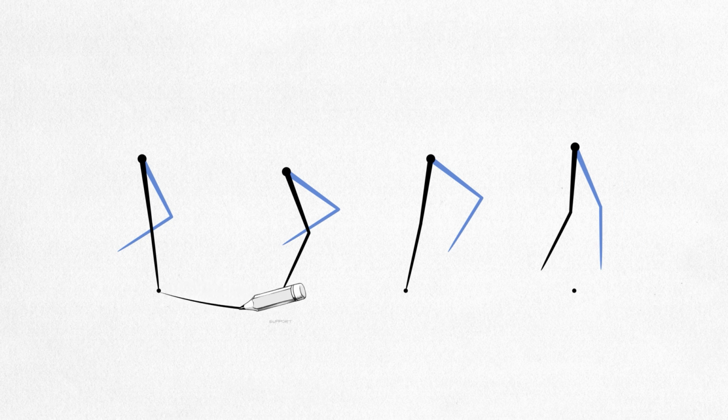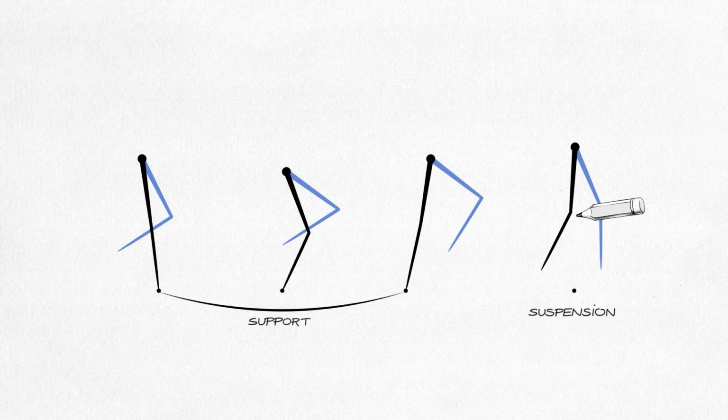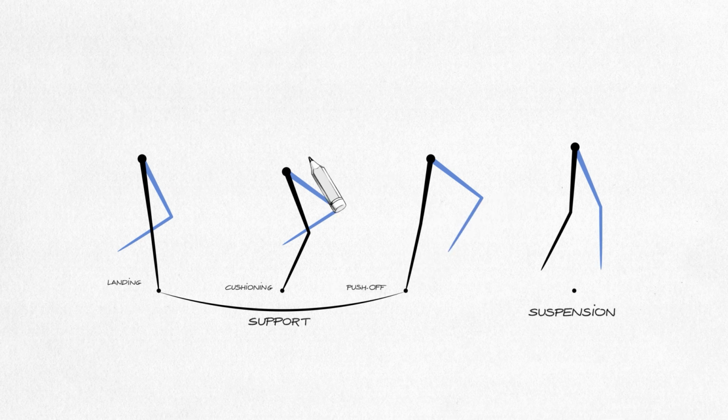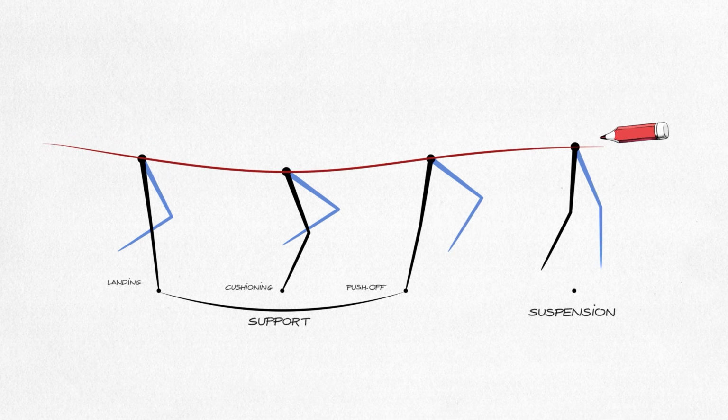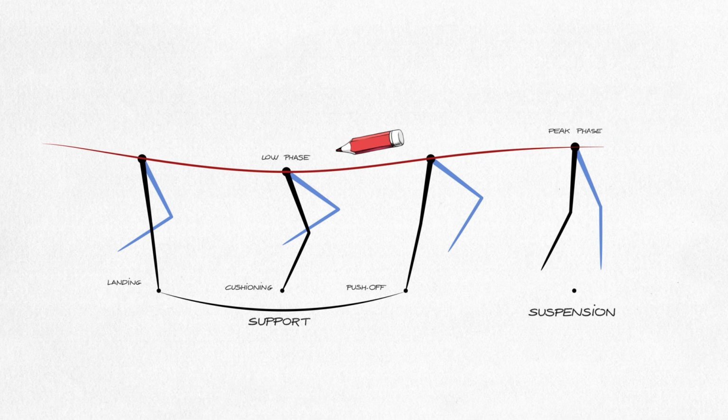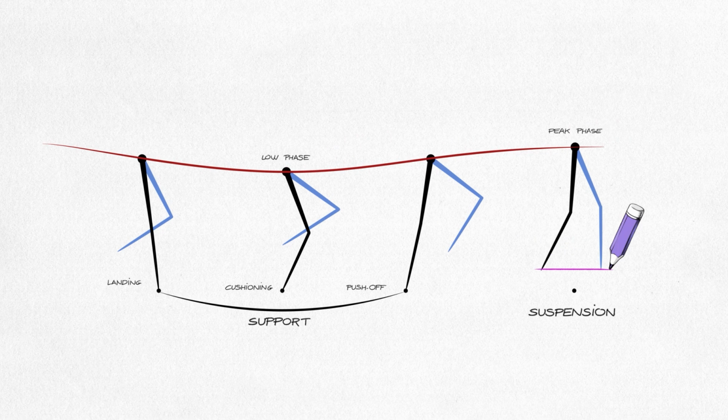The first model features 3 support poses and 1 suspension. The support poses are named landing, cushioning, and push-off. The suspension pose represents the peak phase of the movement, while the cushioning pose marks the low phase. Note that the suspension pose is horizontal.